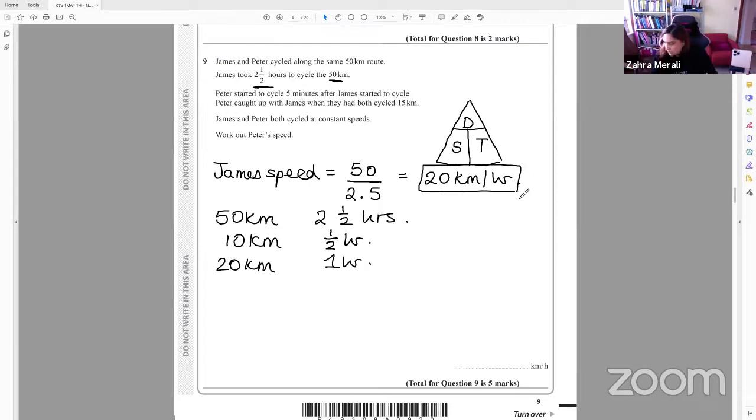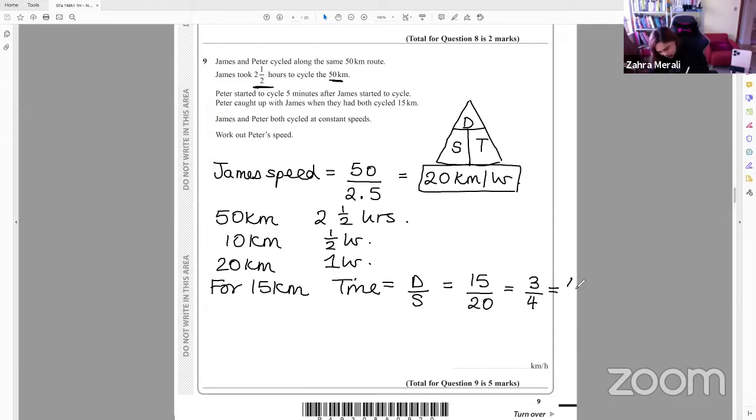So 20 kilometers per hour. We know that for 15 kilometers, James's time, so what's his time? Peter caught up with James when they'd cycled 15 kilometers. We take James's time, which is his distance over his speed, 15 kilometers over the 20 kilometers an hour that we calculated, which cancels down to 3/4. So that's 45 minutes. That's the information we can get about James.